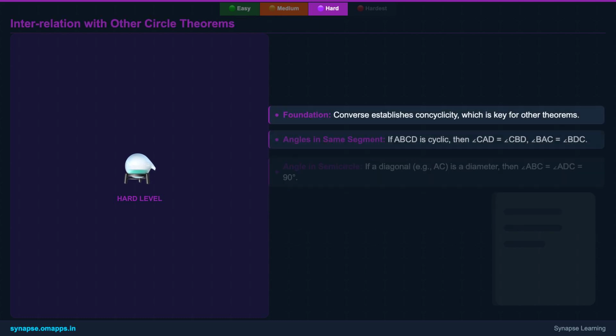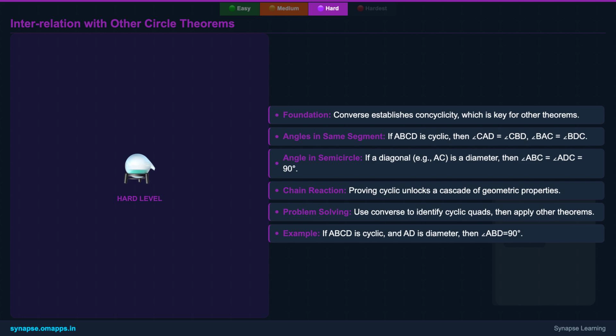This converse theorem doesn't exist in isolation, it's deeply interconnected with other fundamental circle theorems. Once you've used the converse to establish that a quadrilateral is cyclic, you unlock a cascade of other properties. For instance, you can then apply the theorem about angles in the same segment being equal. This means that if ABCD is proven cyclic, then any angles subtended by the same chord in the same segment will be equal. For example, angle CAD would equal angle CBD.